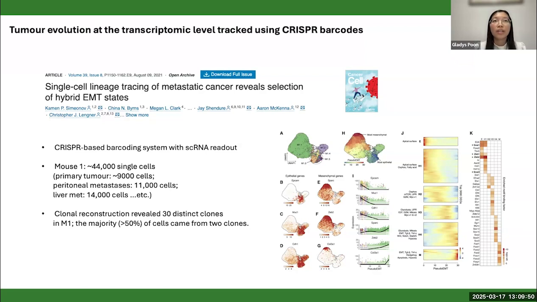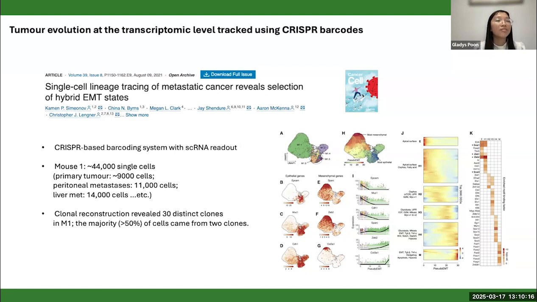Once you induce the CRISPR edits, random edits will occur. So this acts like natural mutations, marking the evolutionary trajectory of the clonal evolution itself, which means that at the end point of this experiment, when we harvest the tumors, we can then reconstruct the evolutionary history based on the genetic relationships of these cells.